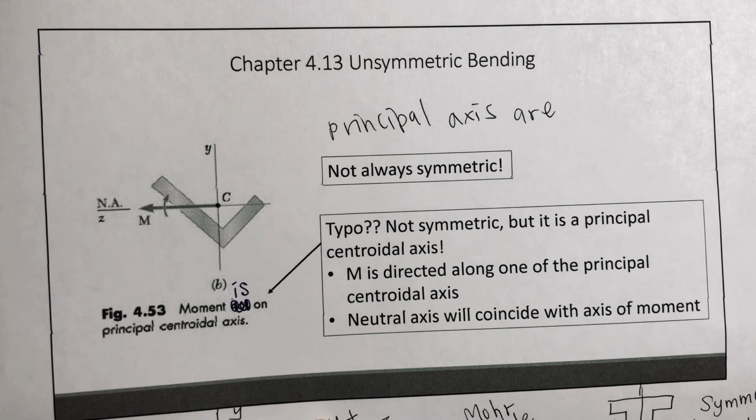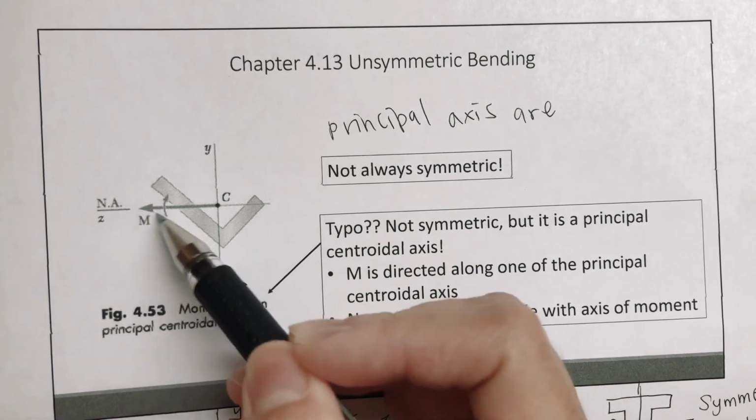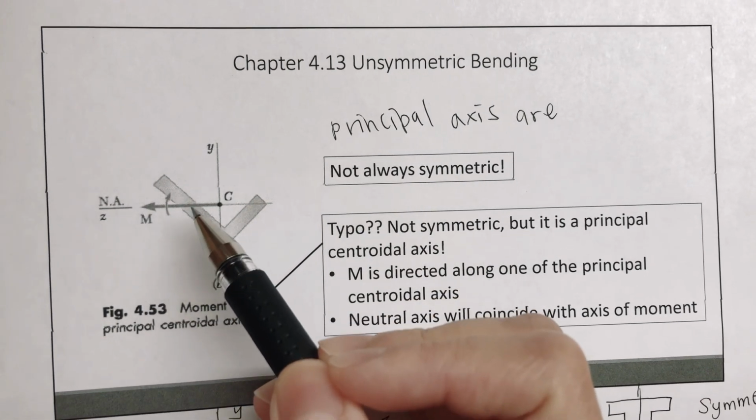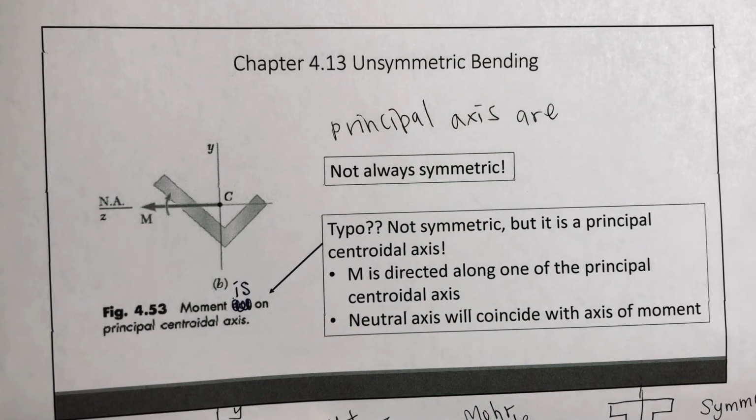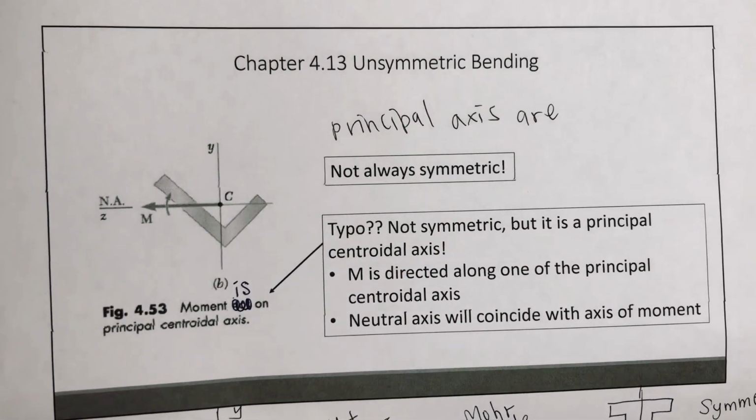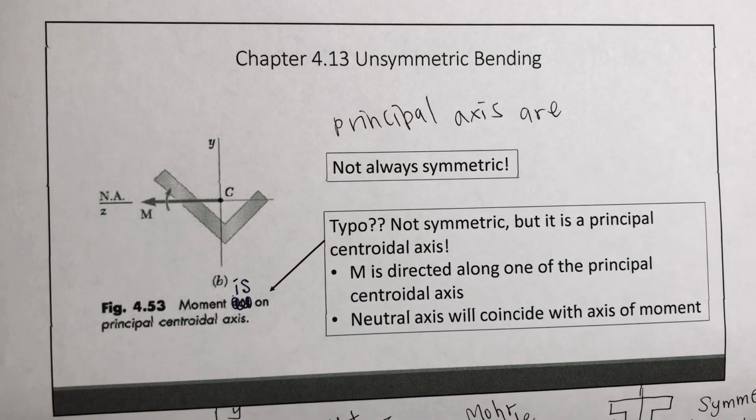So the third bullet point: the moment axis and neutral axis will coincide when the moment axis is along one of the principal centroidal axes. So these two will coincide when the moment axis is along a principal centroidal axis. Okay, so this is a principal centroidal axis system. Okay, so let's move on to the sample problem.